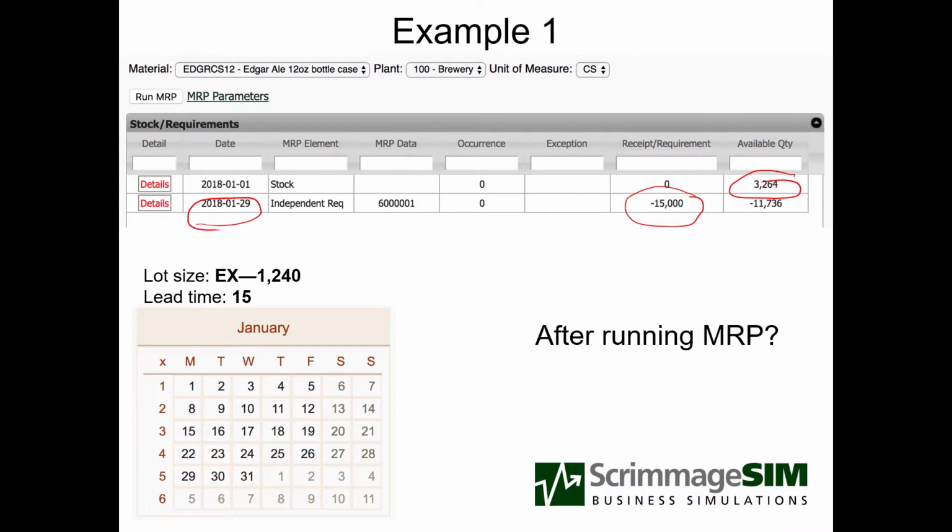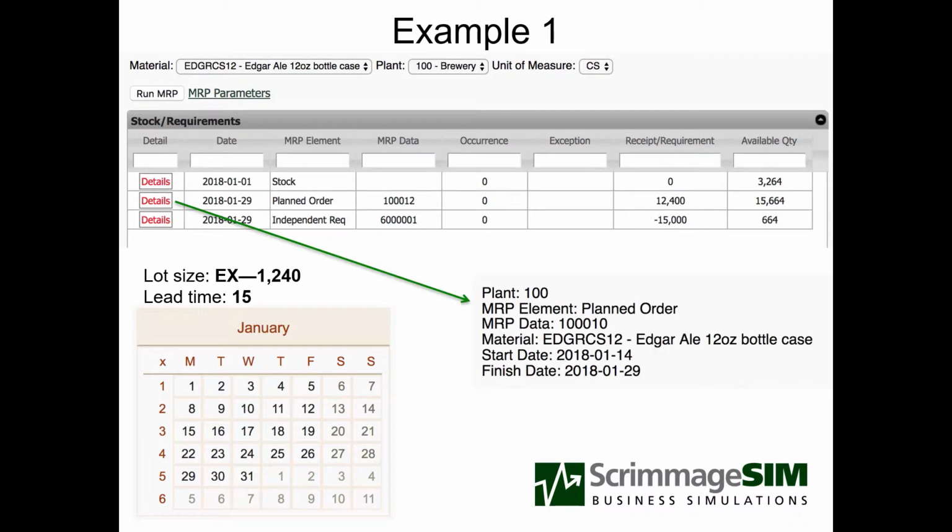So we want to create a single order for the finished product to trace it through the specialty grain and to the base malt. After running MRP, we get a planned order for 12,400 cases of beer. The finish date is the 29th, the date of the independent requirement. This means the production order start date is the 14th, counting back 15 days for the lead time.